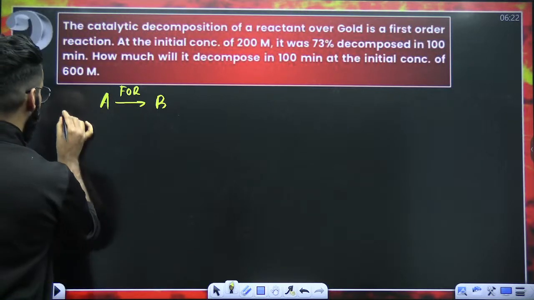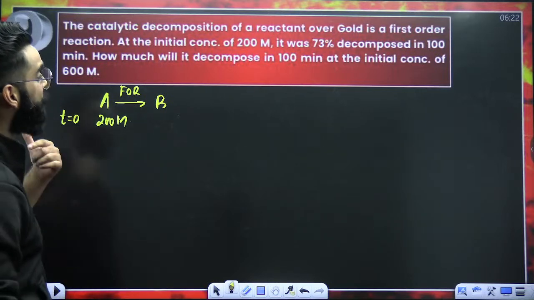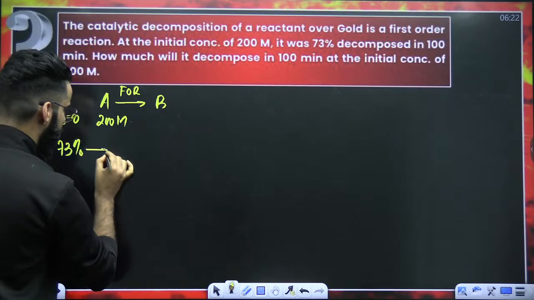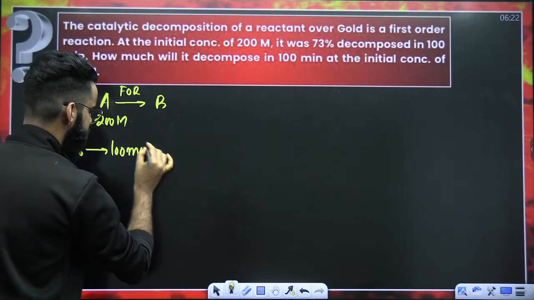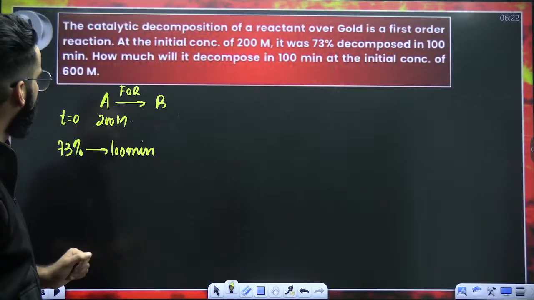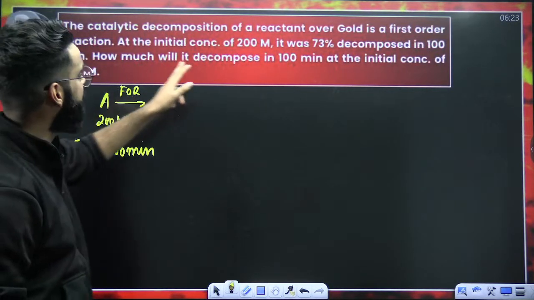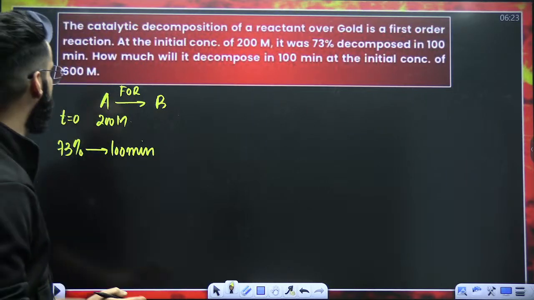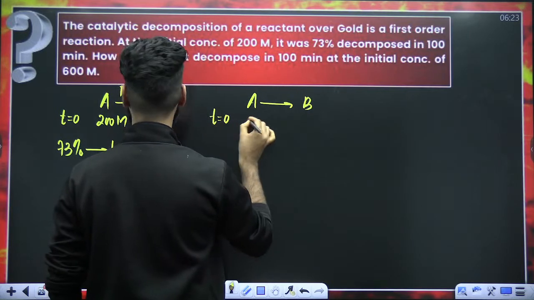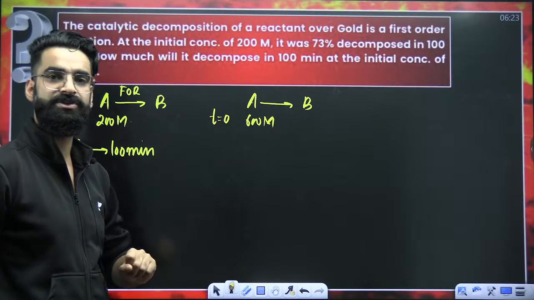At the initial concentration of 200 molar, it was 73% decomposed in 100 minutes. So 73% of the reaction was getting completed in 100 minutes, right? Now, my dear students, the question is, how much will it decompose in 100 minutes if the initial concentration was 600 molar? Imagine in the same reaction, you are keeping the initial concentration as 600 molar.